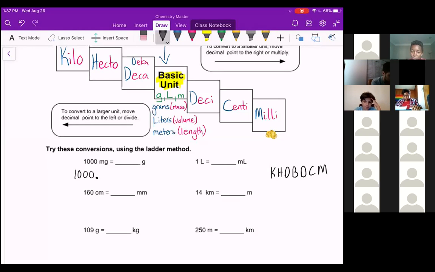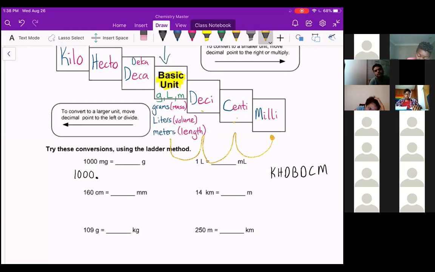Since we're in milligrams, we're gonna start at the milli box. So I'm gonna draw my dot again, and we're trying to go to grams. We're at the milligram, trying to go to grams. That's my base box. Next to milli is centi, then deci, and then the gram box. So I'm gonna move this 1, 2, 3 times to the left, and that would get me to the box where it's just grams.